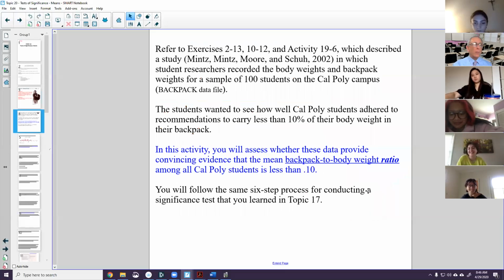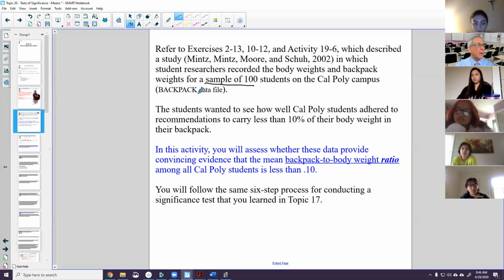Okay, so we recorded the body weight and backpack weight for a sample of 100 students, and it's in a file called backpack. I don't think we're going to need it right now. They wanted to see how well Cal Poly SLO students adhered to recommendations to carry less than 10% of their body weight in their backpack.